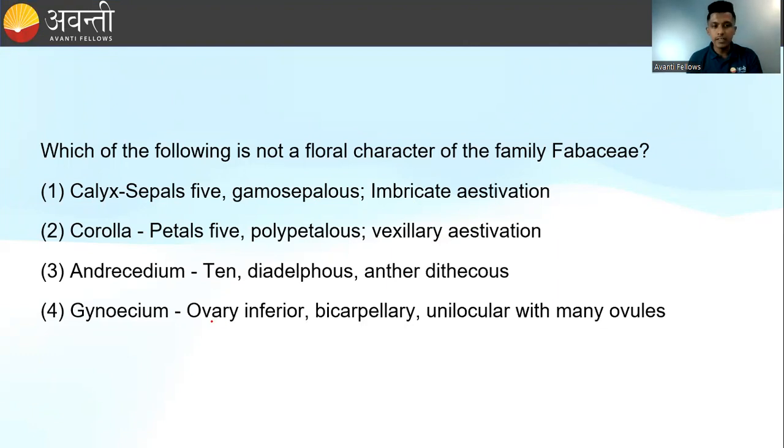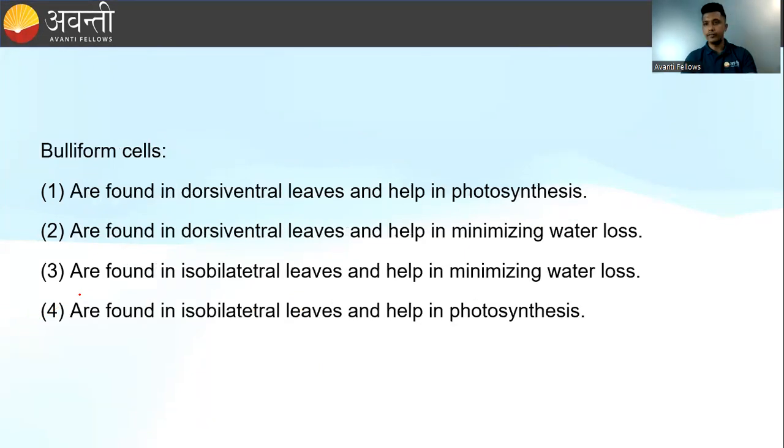Here the gynoecium is given as ovary is inferior. But the ovary is not inferior, it is superior, and it is divided into many locules. It is multilocular. So that is why our fourth option is wrong with respect to this question. Okay, let's go for the next question.